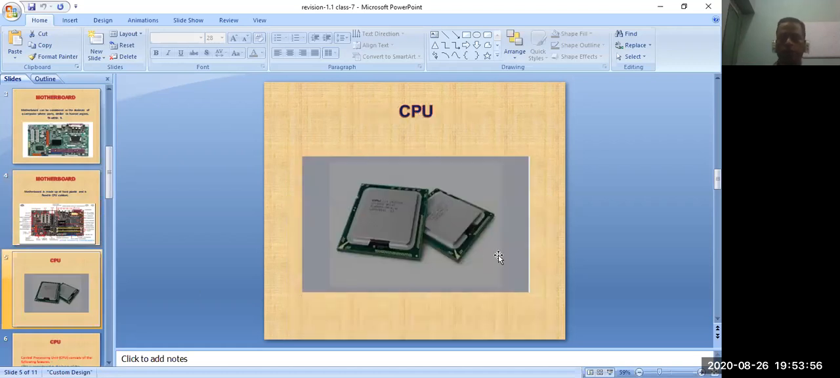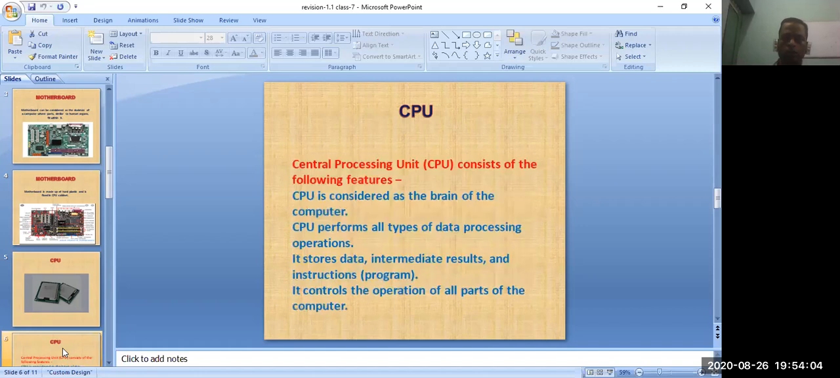Here you can see the image of the CPU. CPU stands for Central Processing Unit. It consists of the following features. CPU is considered as the brain of the computer. CPU also performs all types of data processing operations. It stores data, intermediate results, and instruction programs. It also controls the operation of all parts of the computer.